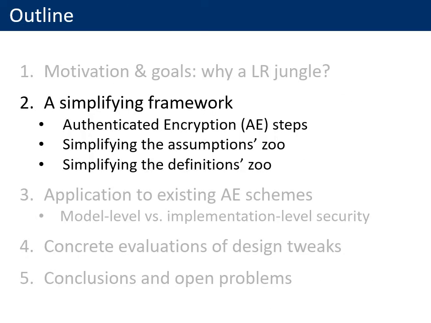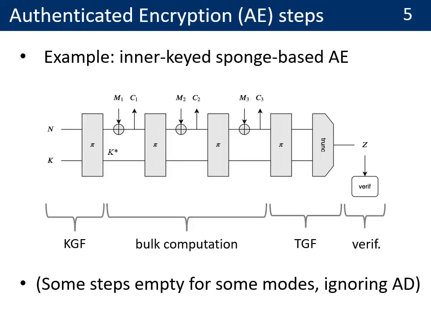The main tool that we will use for this purpose is a simplifying framework that will be in three parts. First, we will identify relevant steps in authenticated encryption schemes. Second, we will simplify the assumption zoo. And finally, we will simplify the definition zoo. Starting with the steps of an AE scheme and taking the example of an inner-keyed sponge, we will consider four steps. First, an optional key generation function. Then, the bulk computation that processes the message blocks. Third, the tag generation function, and finally, the verification. We note that we do not consider associated data, which doesn't have a lot of impact in leakage analysis.